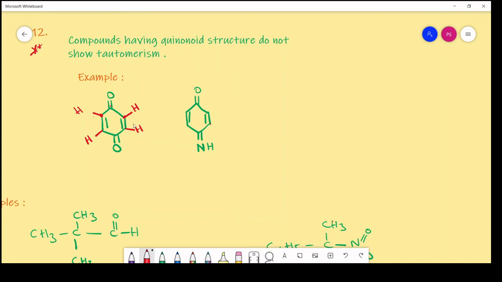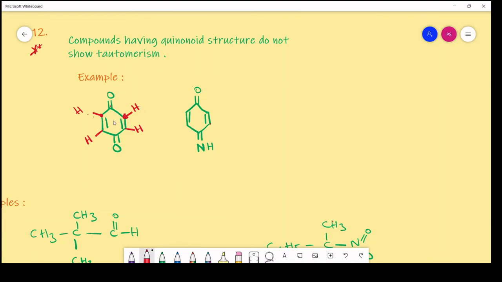See, here according to the tautomerism rule, compound should have electron withdrawing groups. Here one electron withdrawing group is there. Here also electron withdrawing group is there. And second point is, it should contain alpha hydrogen. See, here alpha hydrogen is present, here and here. And third condition is, hydrogen should be saturated. That means it isn't attached to an unsaturated carbon. But see here in this example, the hydrogens are unsaturated. That means this carbon atom is an unsaturated carbon atom.